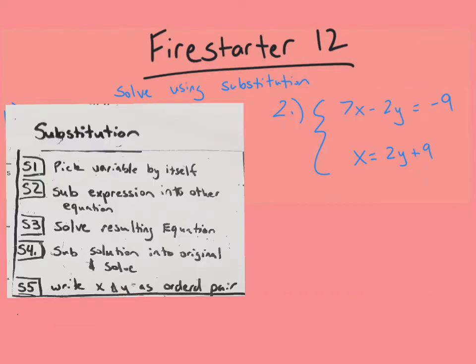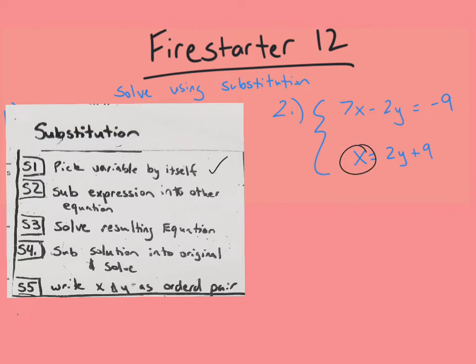Alright, number 2 is a little bit harder, but it's the same exact concept. The first thing I want to do is pick a variable to get by itself. I'm going to look at these 4 variables. So look, I got 7x here, negative 2y there, x, and 2y. I notice that this x is already by itself, so that's what I use for step 1.